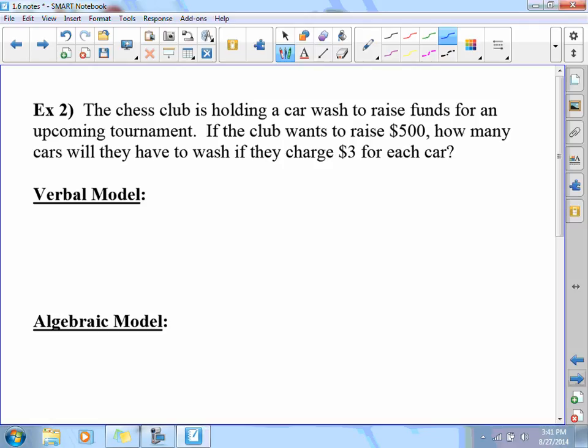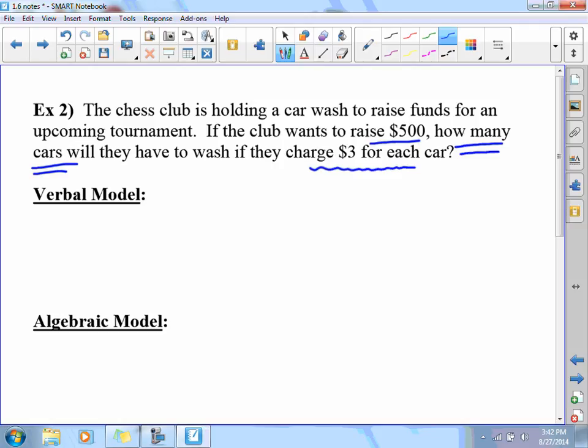Okay. The club wants to raise $500. That's how much they want to get. That's their goal. How many cars are they going to have to wash? That's important. That's what we're finding. How many cars will they have to wash if they charge $3 for each car? That's another important piece of information. So we know that the chess club wants to raise $500. We know that they're going to charge $3 per car. So how many cars do they have to wash? That's what we want to find.